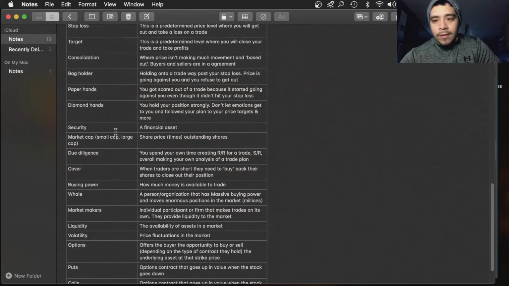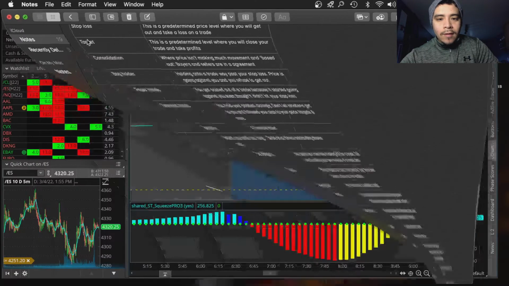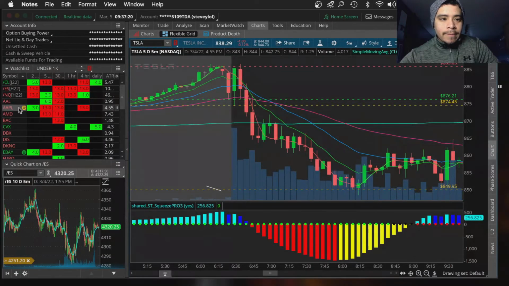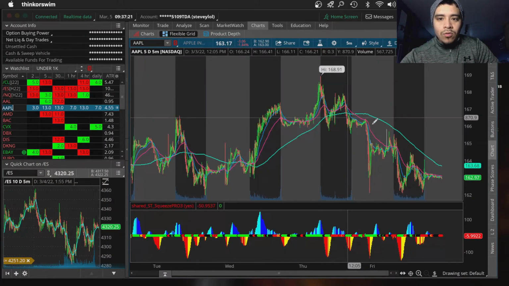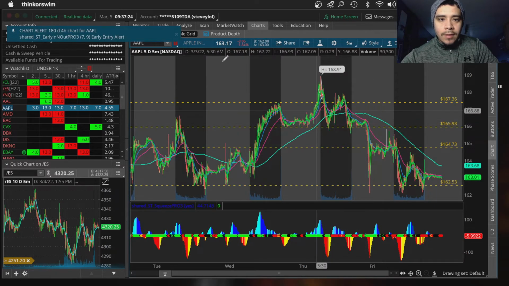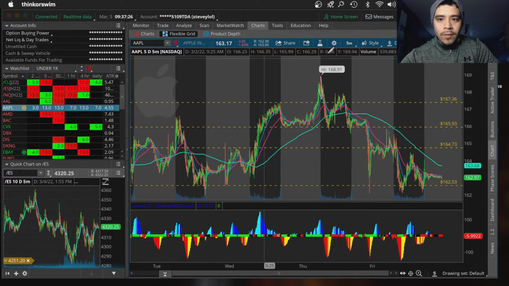Security, this is a financial asset. Market cap is share price times outstanding shares. So people will say, is it a large cap stock or is it a small cap stock? That just refers to the size. Apple's a very huge company. Usually you'll see a market cap of like 3 billion. So remember, it's shares times share price.